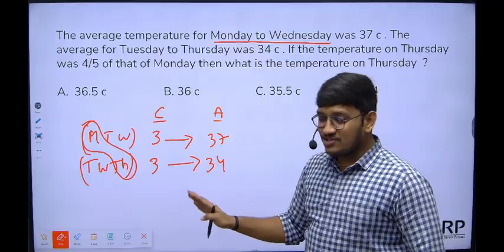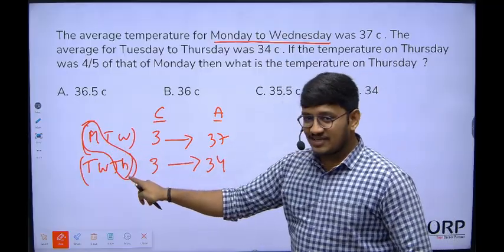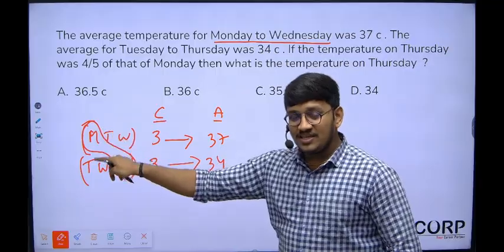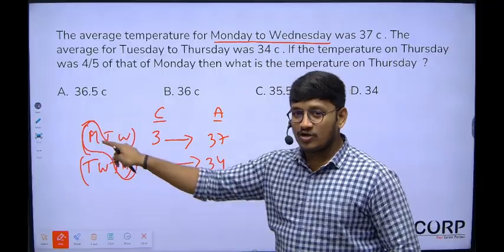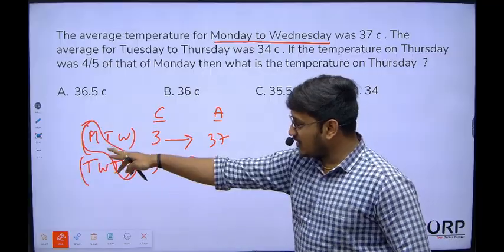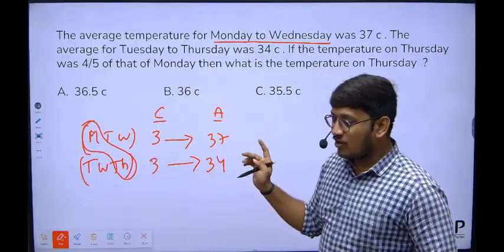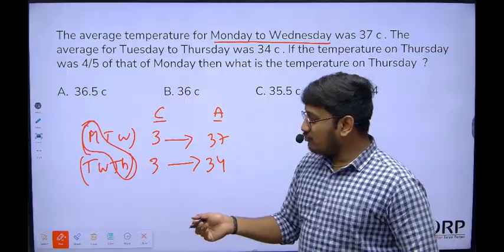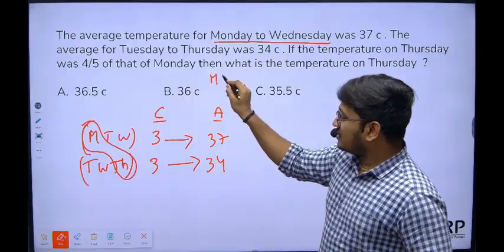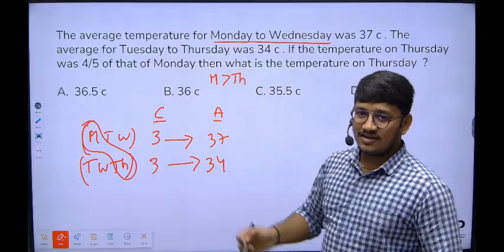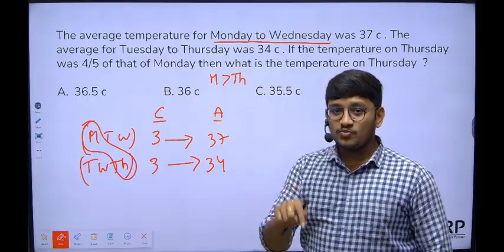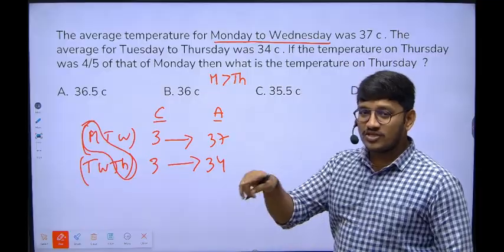Now, obviously, I would say that out of Monday and Thursday, Monday's temperature is more than Thursday's temperature if I want to compare these two, right? Because when Monday was there, the average is more. Now how much more? I would say that Monday temperature is more than Thursday. This is 100% sure. But how much more? Monday temperature is how much more than Thursday?